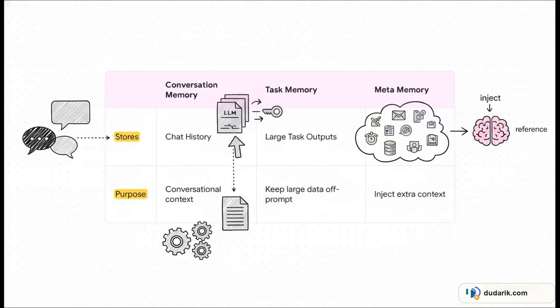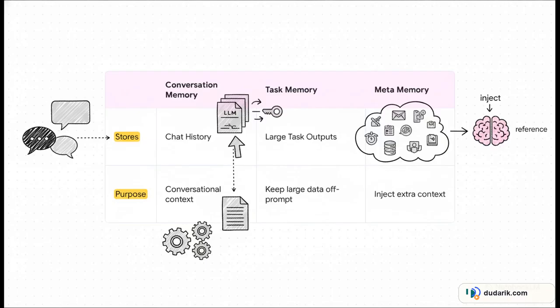So you've got your normal conversation memory and meta memory, but the star of the show is task memory. Picture this. Your RAG tool finds a massive 50-page document. In most frameworks, you try to cram that into the prompt and just blow up your context window. With task memory, that huge document is stored separately. The LLM just gets a simple reference to it. It is an incredibly elegant solution that keeps your prompts lean and efficient.